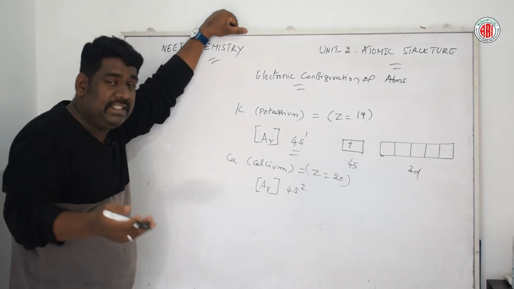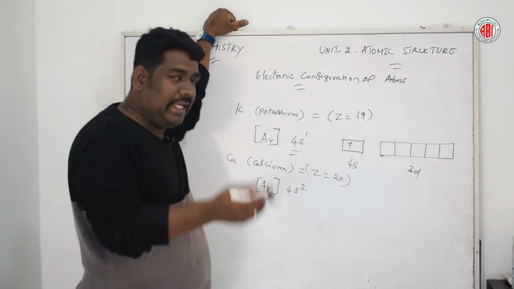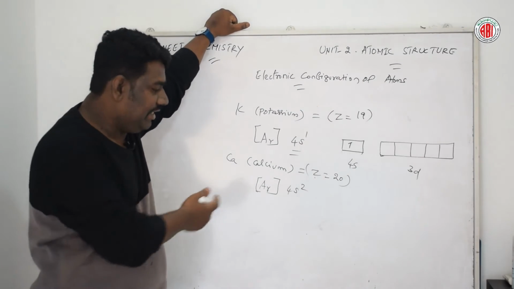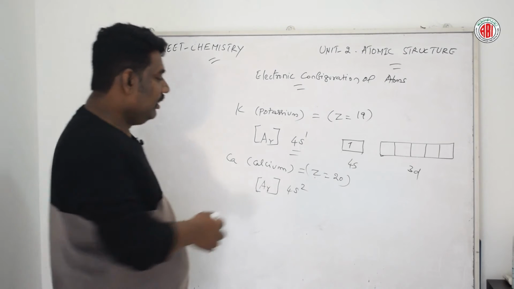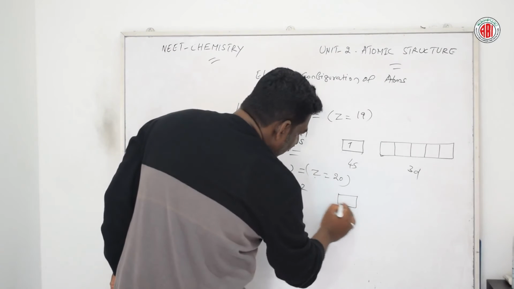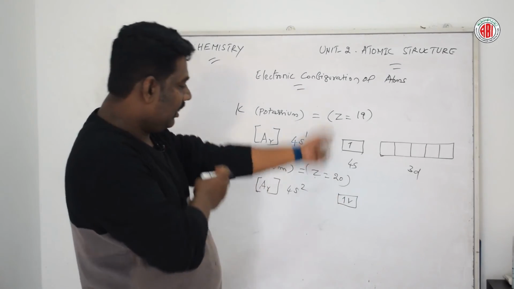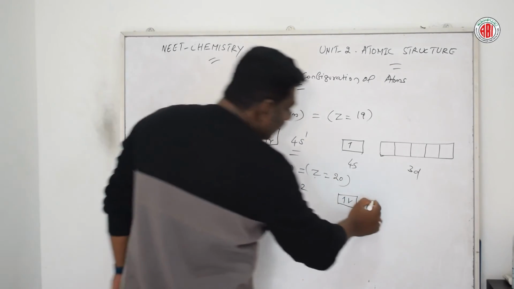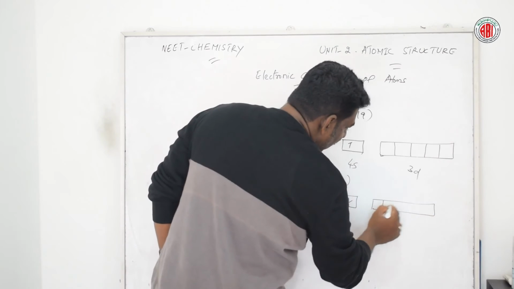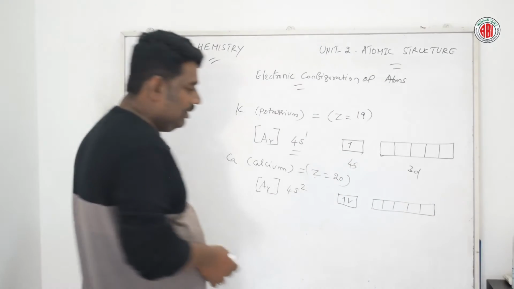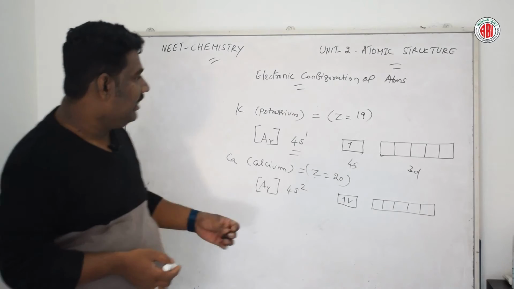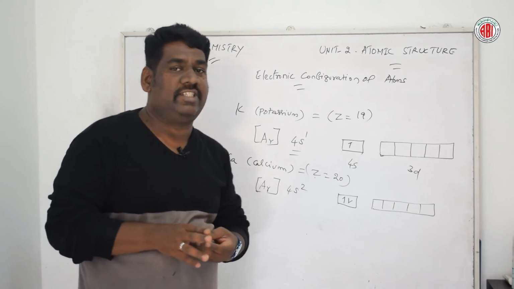In the s orbital we can accommodate a maximum of 2 electrons. So 4s2, and the diagrammatic representation can be made like this: one electron with an arrow upwards and the other downwards, and the 3d cells are left over, 1, 2, 3, 4, 5. By this way we can write the electronic configuration of potassium and calcium.